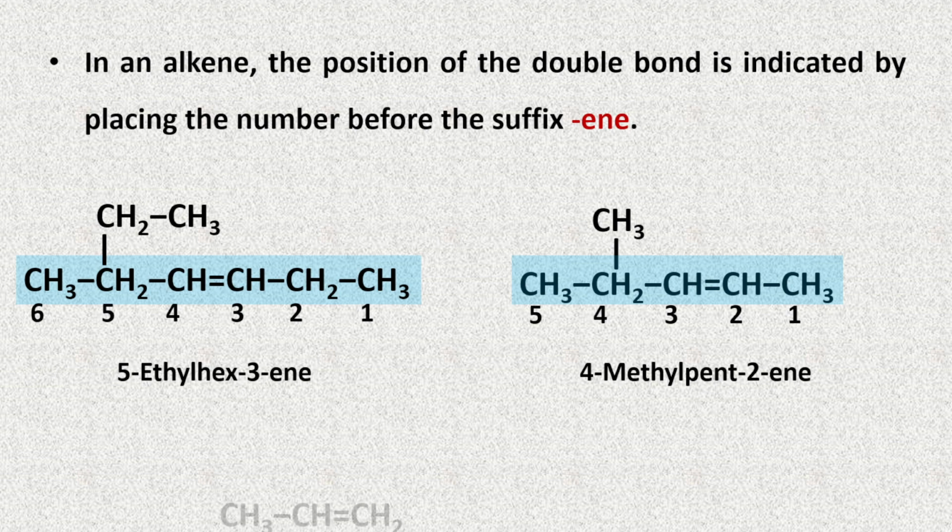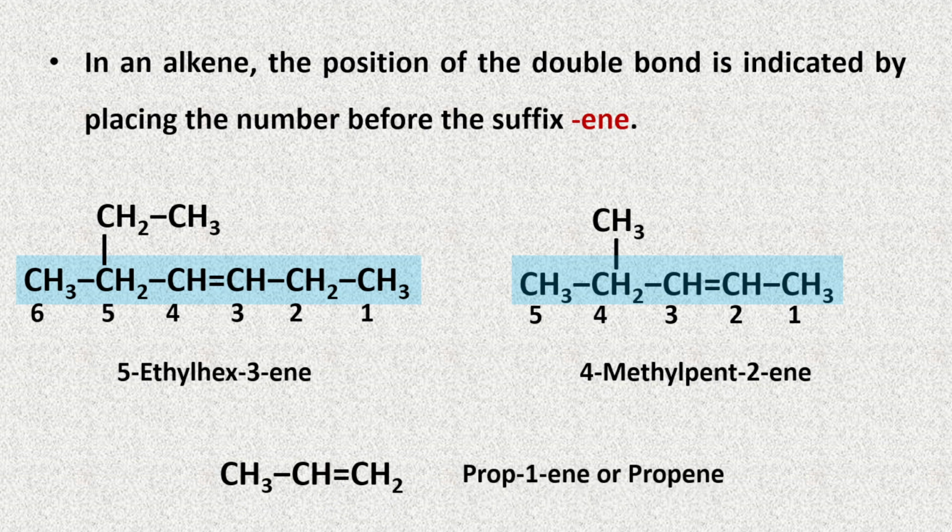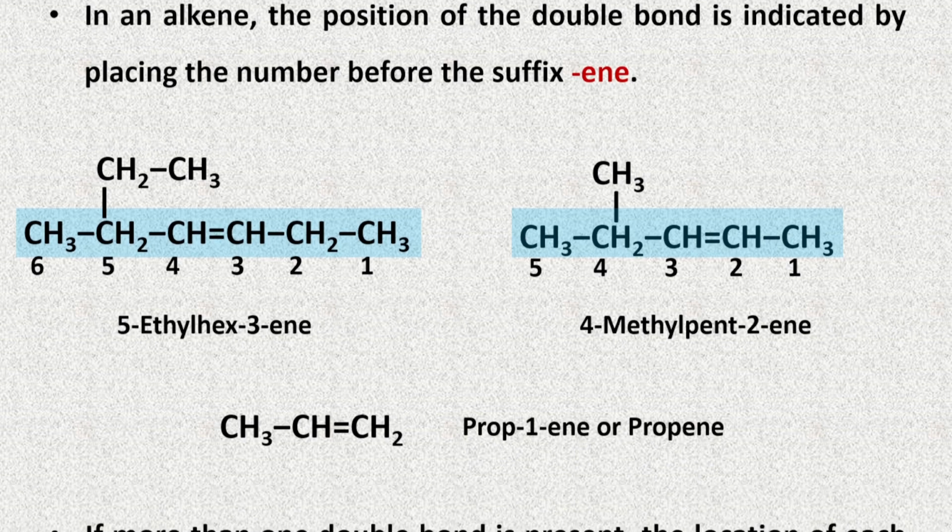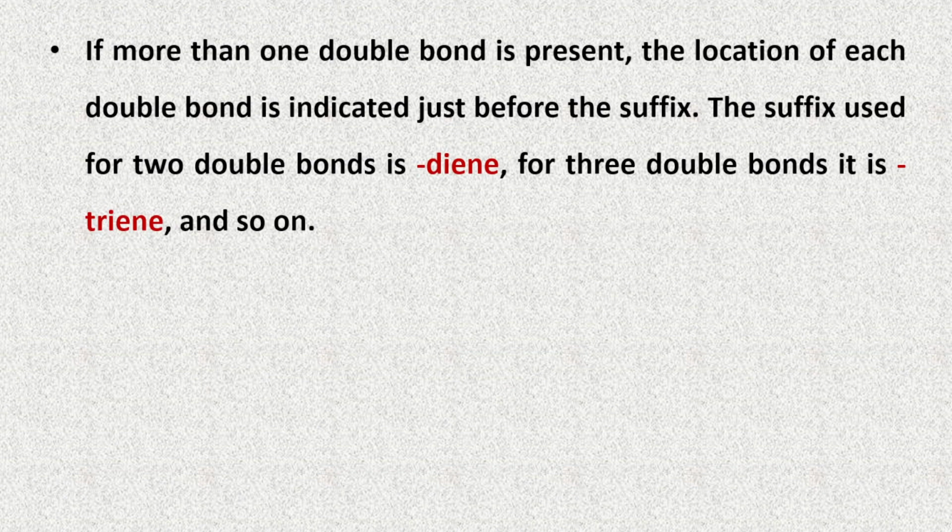If the position of the double bond is 1, then it is not compulsory to indicate the number before the suffix "ene". For example, prop-1-ene can be written as propene. If more than one double bond is present, the location of each double bond is indicated just before the suffix. The suffix used for 2 double bonds is diene. For 3 double bonds it is triene, and so on. In such compounds, the suffix a of alkane will be retained.